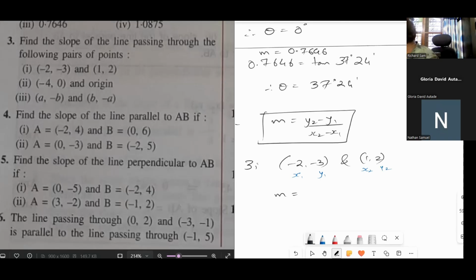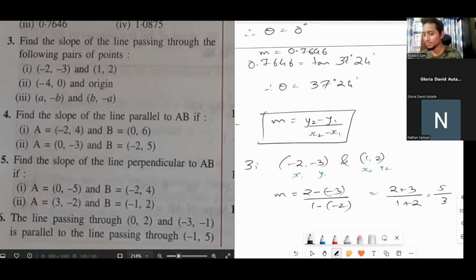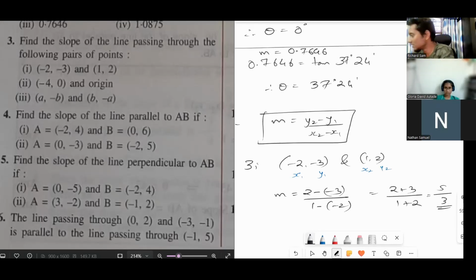5. How? Because of the minus. See, you have to do it in 2 steps. First step, 2 minus minus 3, and this is 1 minus minus 2. So 2 minus minus 3 means 2 plus 3, there is no minus sign. Minus minus is plus. And 1 minus minus 2 means 1 plus 2. So 2 plus 3 is 5, and 1 plus 2 is 3. That's it. Is that clear? You have to do it in 2 steps if you're getting confused.